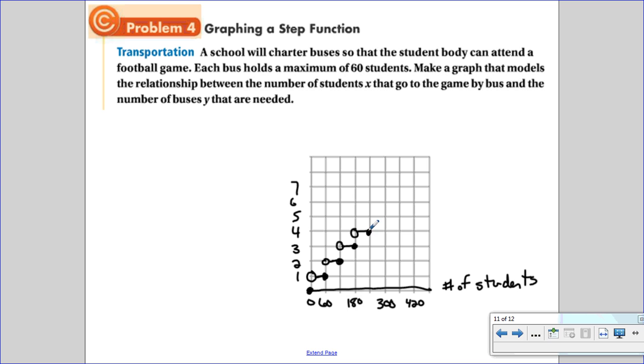So this is an example of a piecewise function where the rules change depending on the domain.